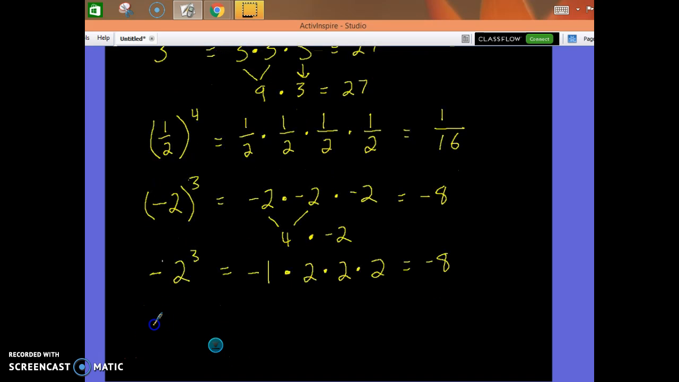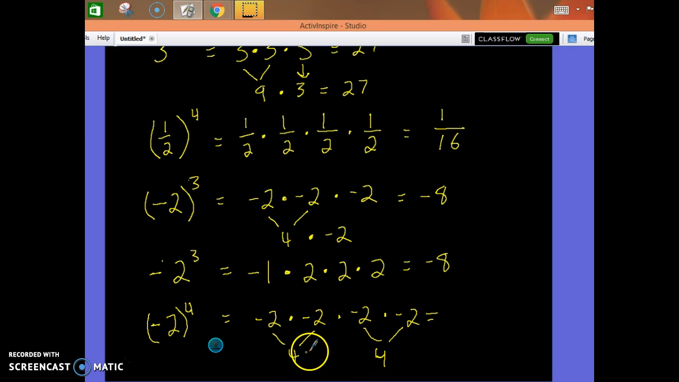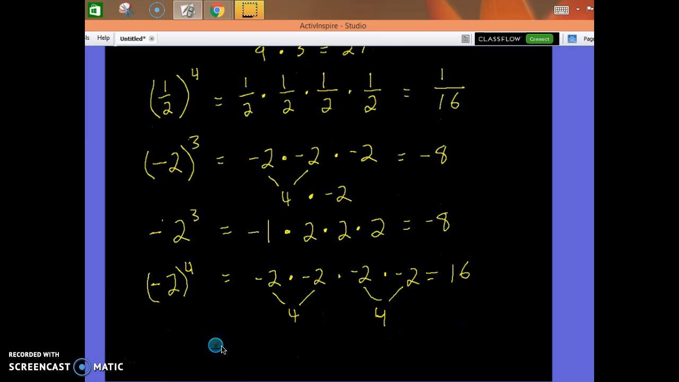If this was -2 to the fourth power with parentheses, that's -2 times -2 times -2 times -2. -2 times -2 is 4. -2 times -2 is 4. And 4 times 4 is 16, so we get a positive 16.